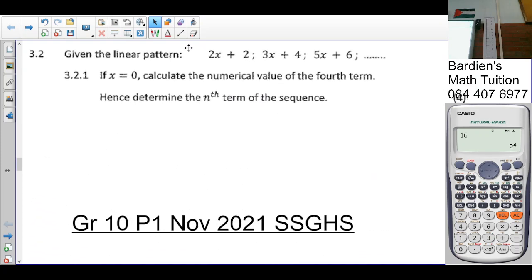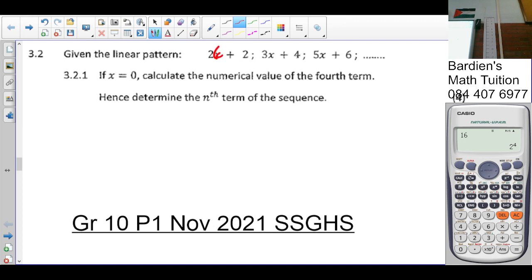Question 2.2. Given the linear pattern 2x plus 2, 3x plus 4, and 5x plus 6. If x is equal to 0, calculate the numerical value of the fourth term, hence the nth term of the sequence. So two things you must find. You must find the fourth term and the nth term of the sequence. But x is equal to 0, so it's 2 times 0, plus 2 is going to give us 2, 3 times 0 is 0, plus 4 is 4. 5 times 0 is 0, plus 6.